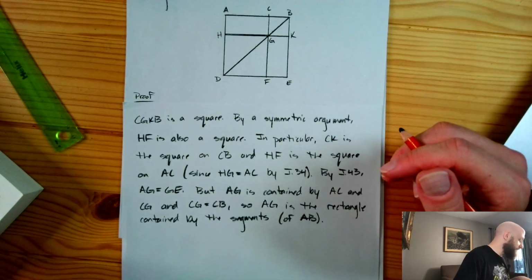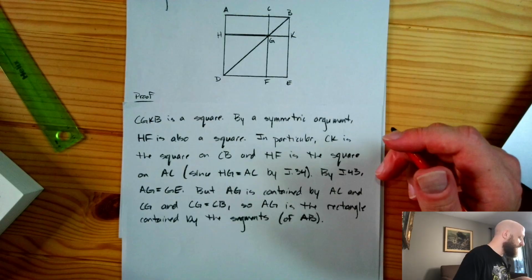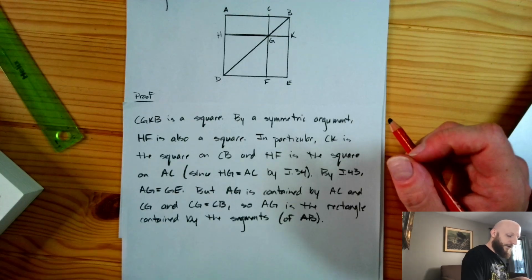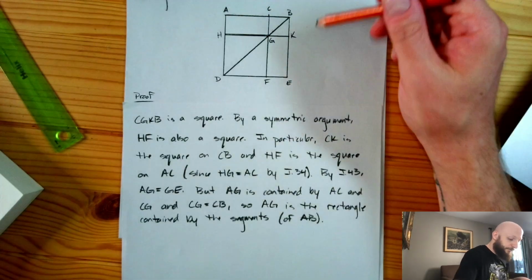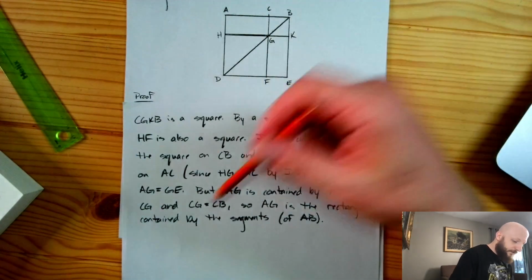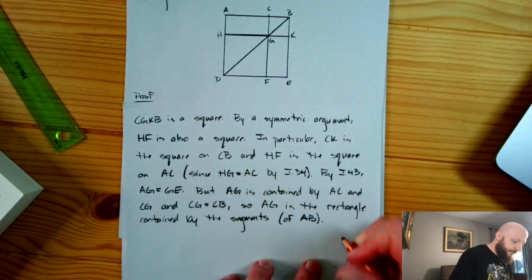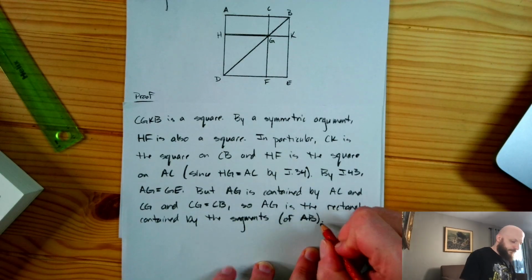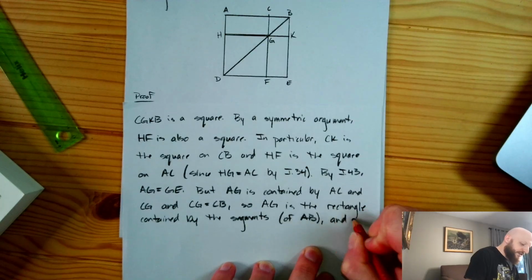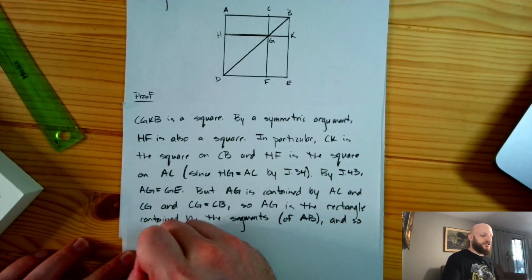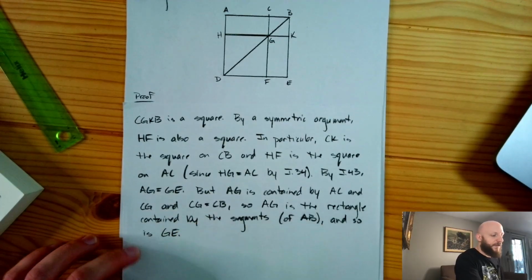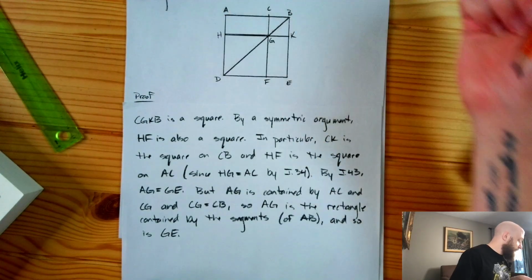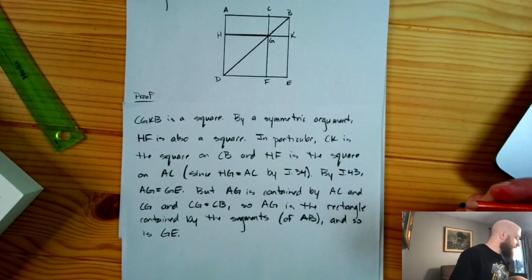So let's see. AG is the rectangle AC by CB because GC is equal to CB. Therefore, GE is also equal to that rectangle. And so is GE. GE is the exact same thing. GE is the rectangle contained by AC and CB. Therefore AG and GE are equal to twice the rectangle.